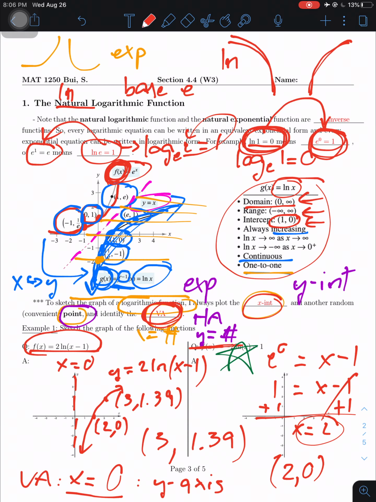You have to tell me the 2 points that you use. You have to tell me the vertical asymptotes that you get, and you have to tell me the name of the function, okay? So let me erase some stuff in here so that I can show you guys.